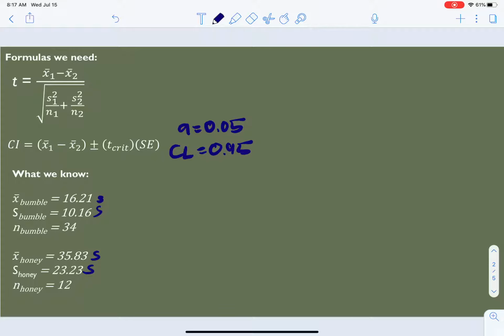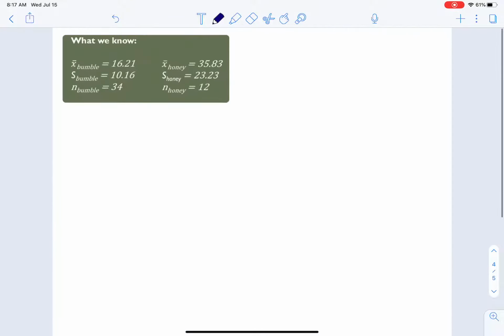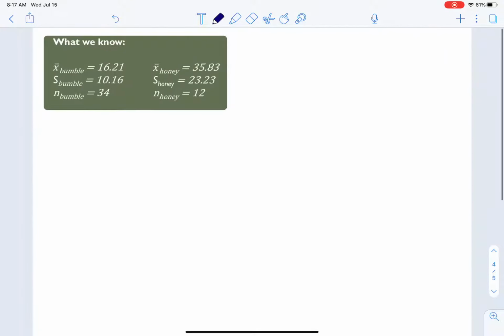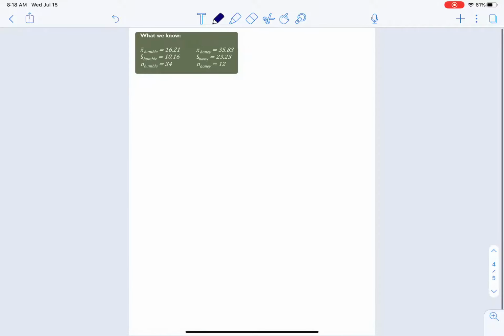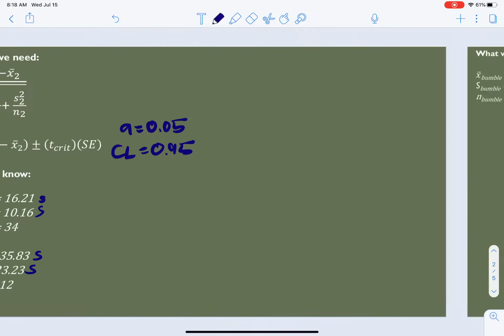Sweet. Okay, now I've realized, so I actually did this whole video already, and I realized that this blue, there's no color that fits well in this background. That's my bad. So I'm just going to do it all over again on a better piece of paper here. So let's just get into it. The research question is already written: are the times spent at flowers statistically significantly different between the two species? Okay, so that's step one.